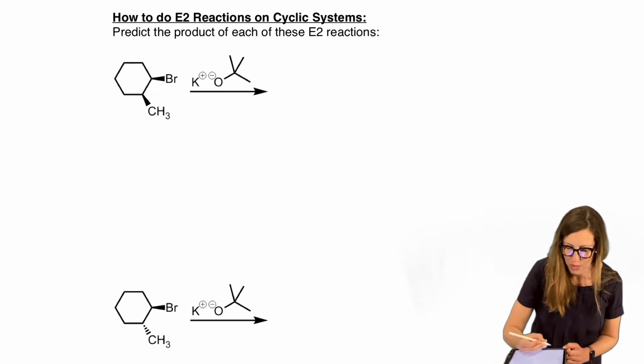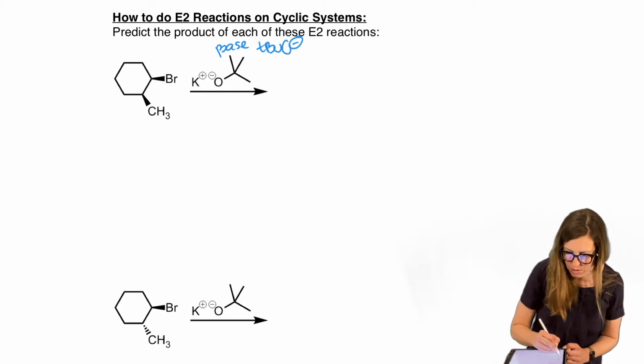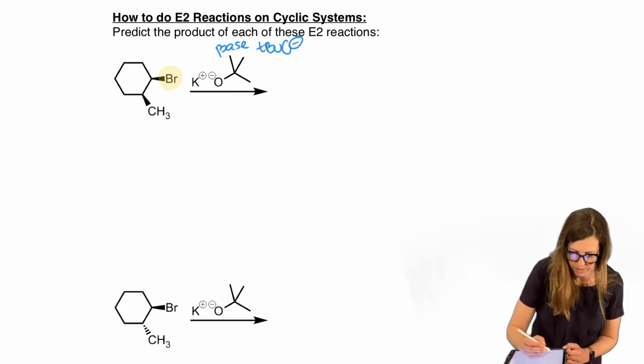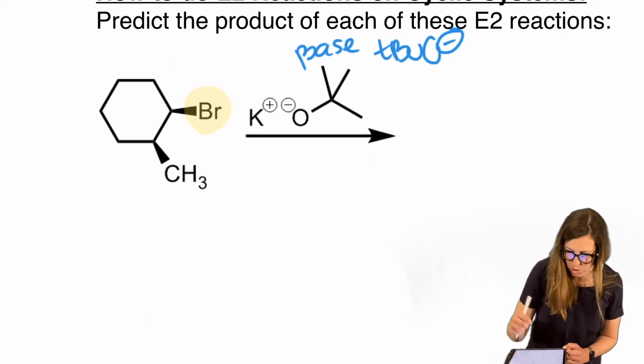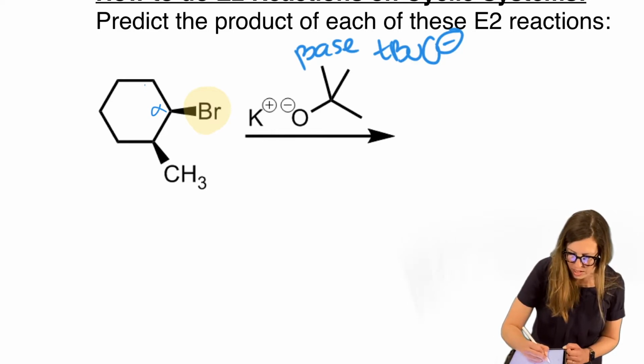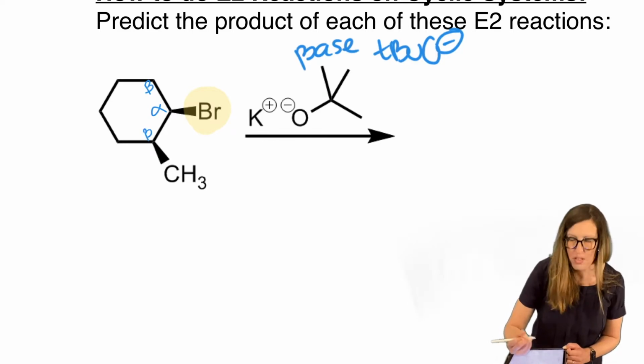Let's take a look at where we would do this though. Find your leaving group. So we find our base, TBuO minus, okay? Find your leaving group. There. Attached to your leaving group is the carbon we're going to call the alpha carbon. I'm going to zoom in on there. Alpha. Label the beta carbons. Beta, beta.